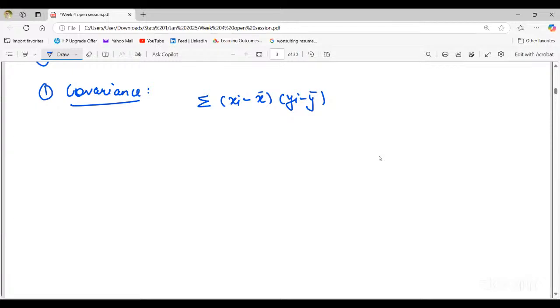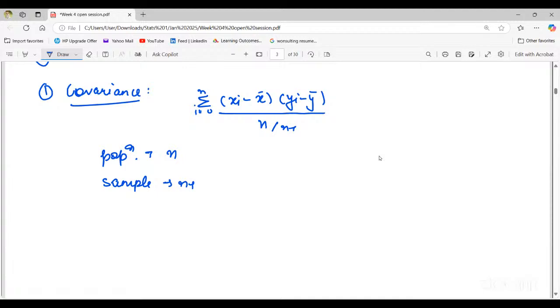Sum over i equal to 0 to n, divided by n or n minus 1. N is for population and n minus 1 is for sample. So we have two types of covariances: the population covariance, in which we divide by n, and the sample covariance, in which we divide by n minus 1. Here we are multiplying x1 minus x dash into y1 minus y dash.